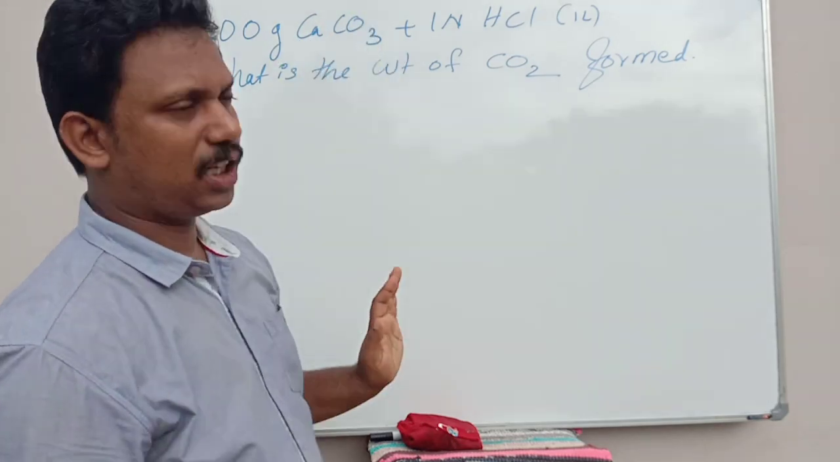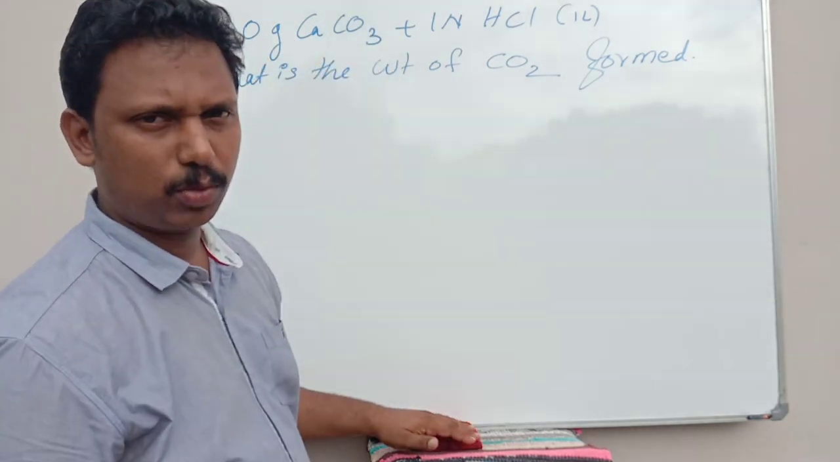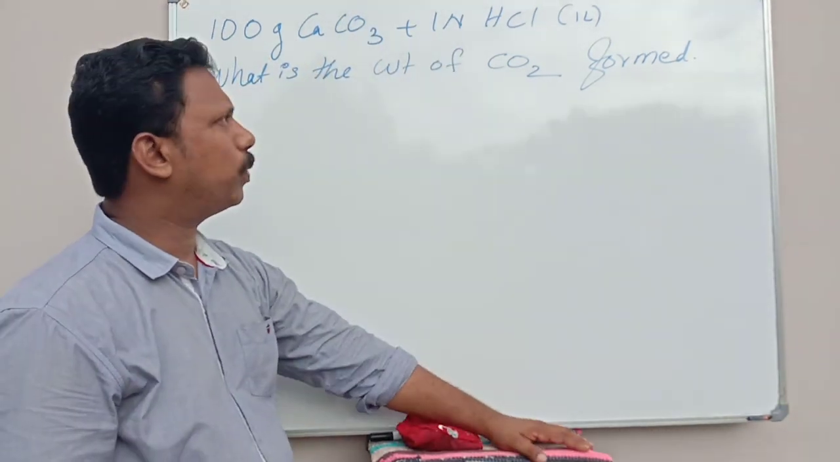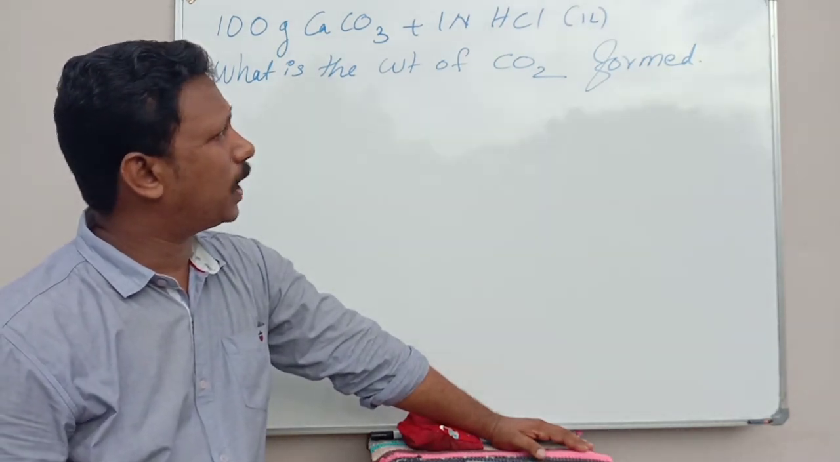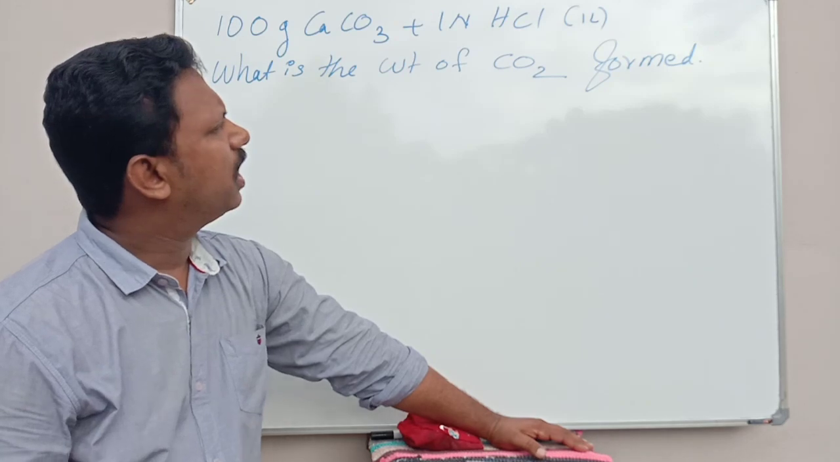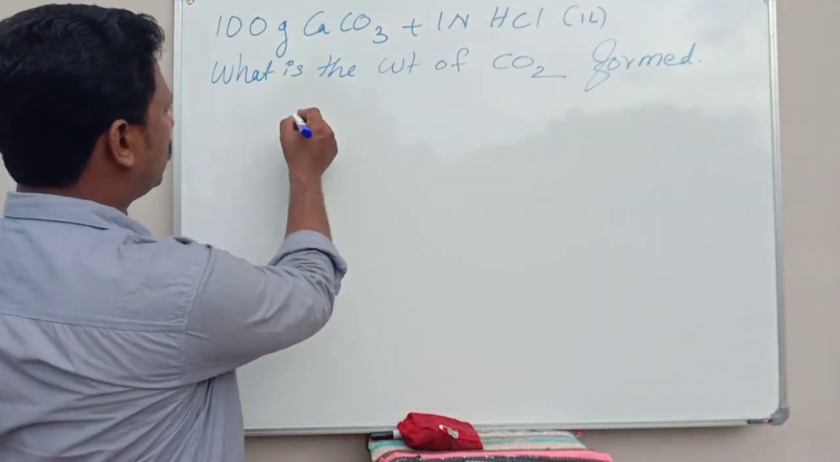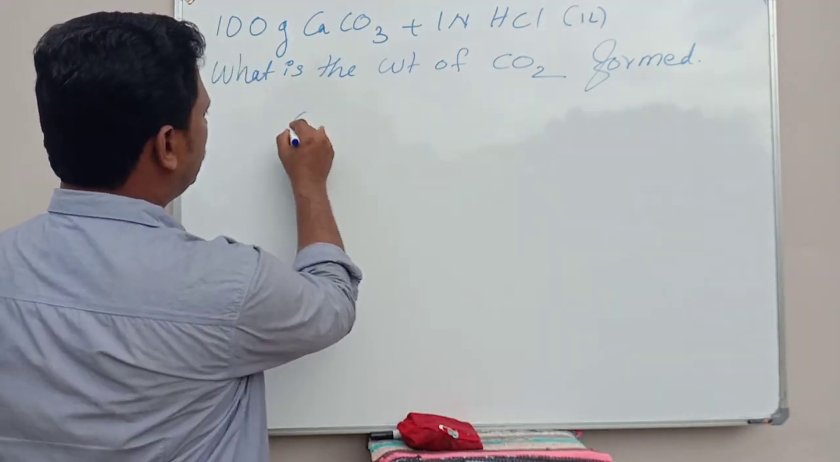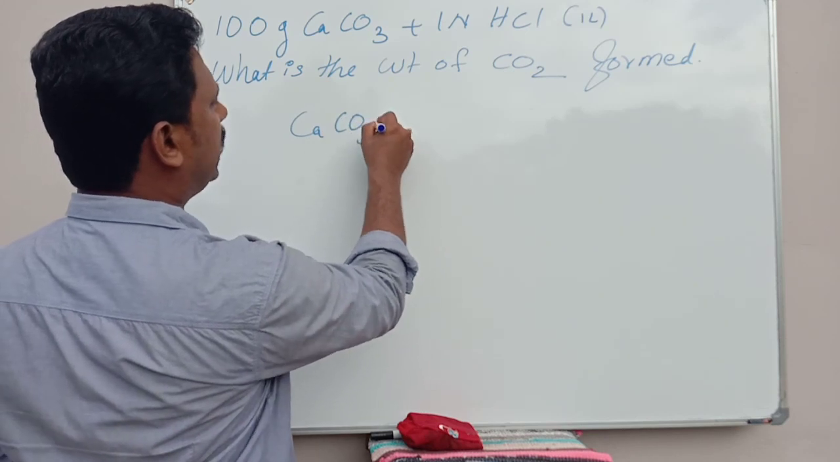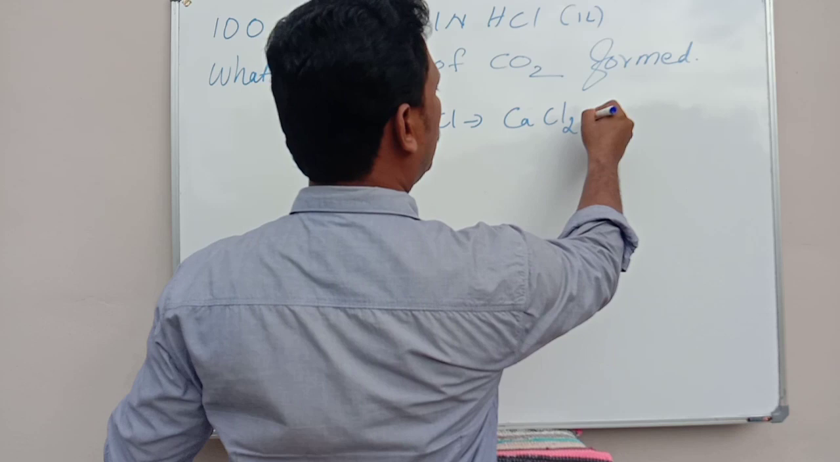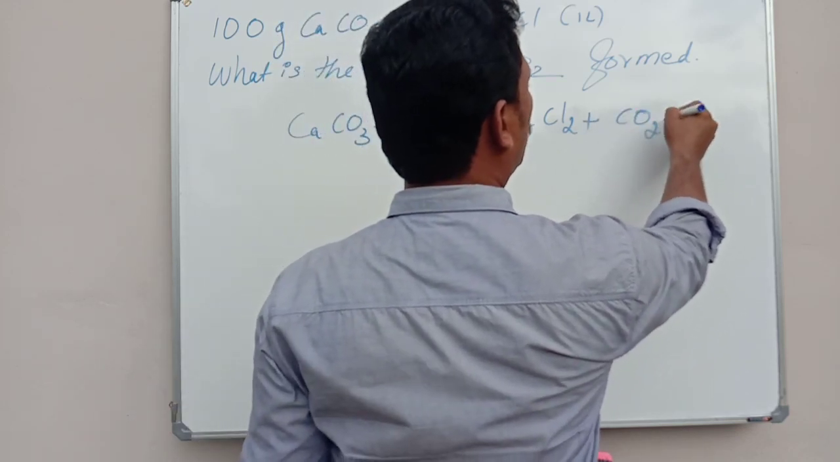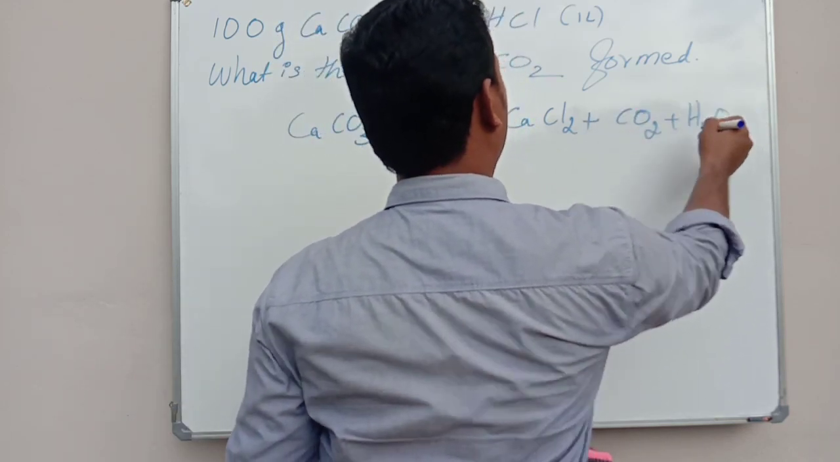100 gram of calcium carbonate. You should know calcium carbonate has a molecular mass of 100. And 1 normal HCl. What is the weight of CO2 formed? 1 liter 1 normal HCl. Again we have to go back to that equation. Equation is CaCO3 plus HCl gives CaCl2 plus CO2 plus H2.